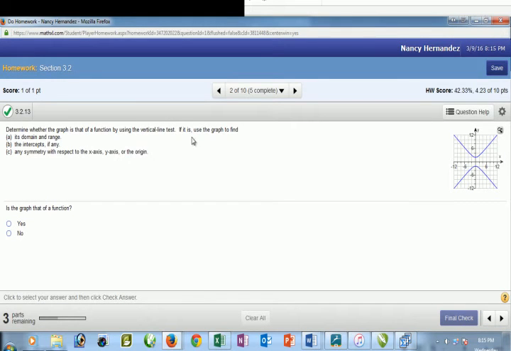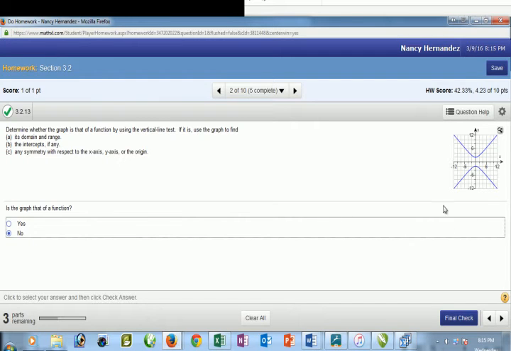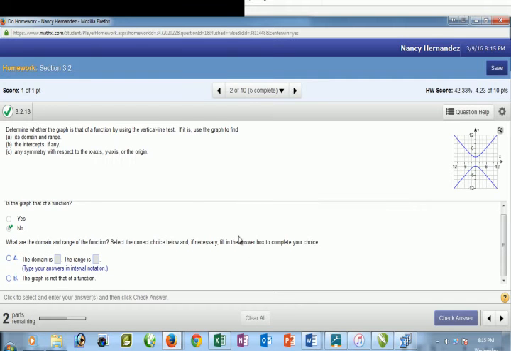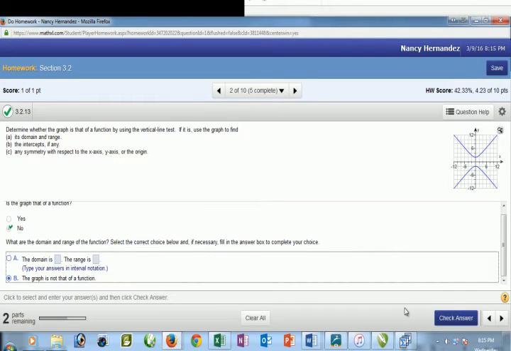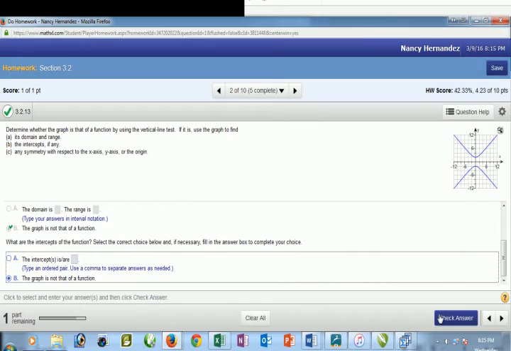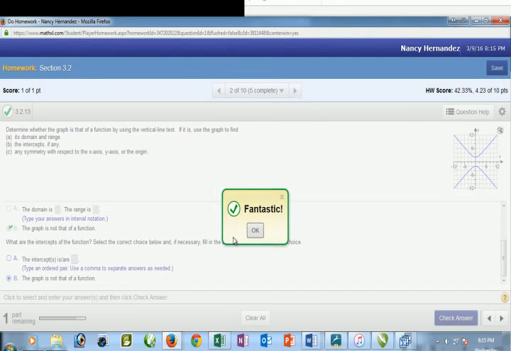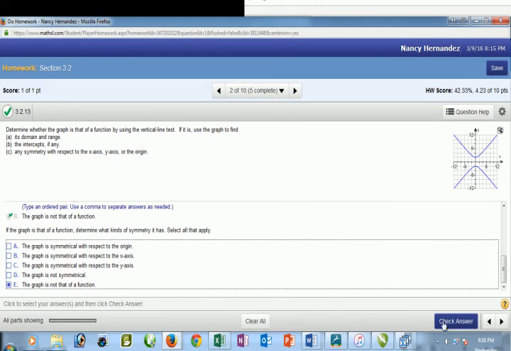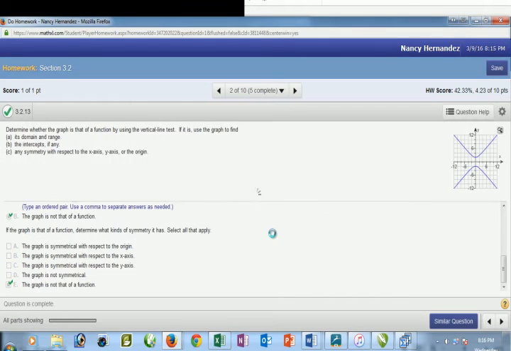Determine if the graph is a function using the vertical line test. Is the graph a function? No. Fails the vertical line test. It touches it twice. It's not a function. Same thing again. Not a function. Same thing again. Good job.